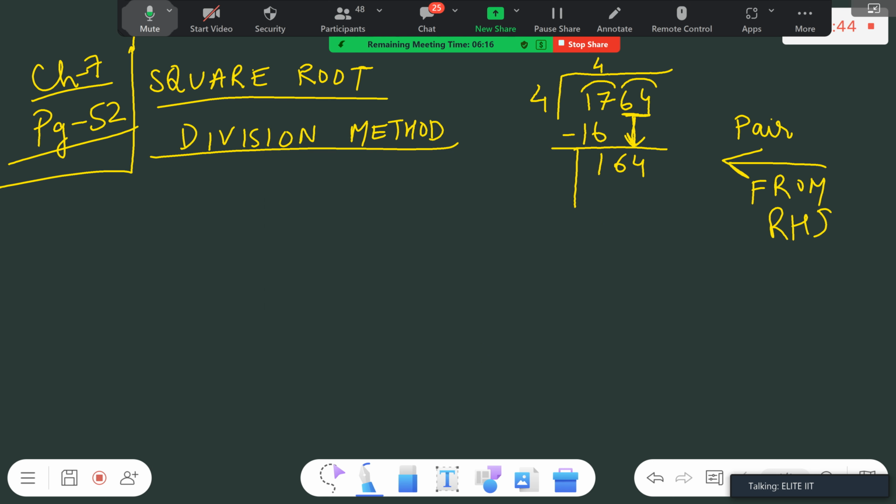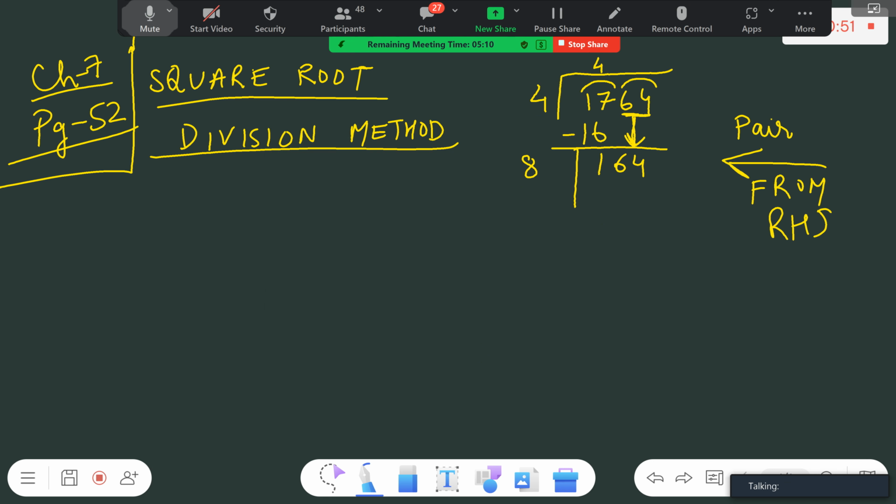Now, what will be our divisor? Let us see what will be our new divisor. Listen very carefully and understand. First we will take this 4 plus this 4. 4 plus 4 is 8. Here we did 4 into 4, 16. Here we are taking 4 plus 4, 8. So the first digit of our new divisor will be 8.